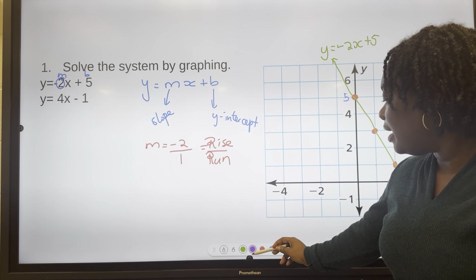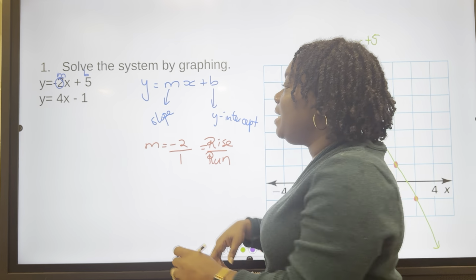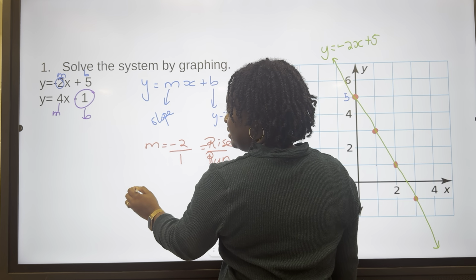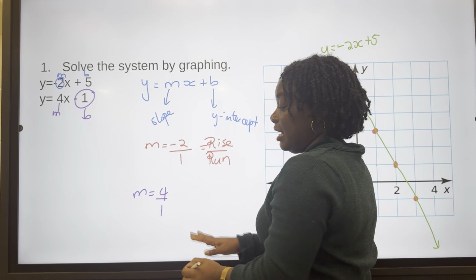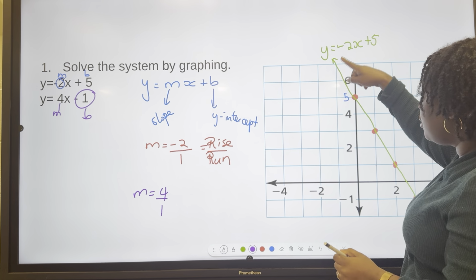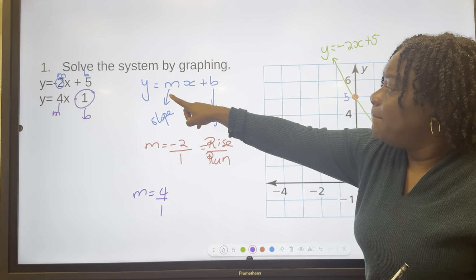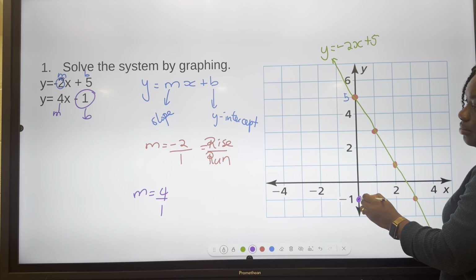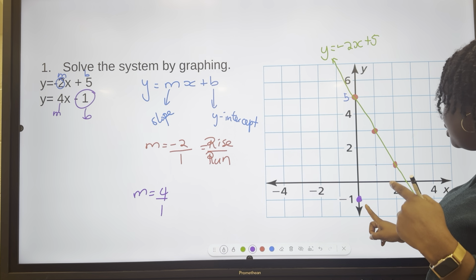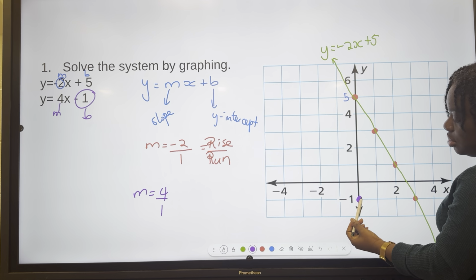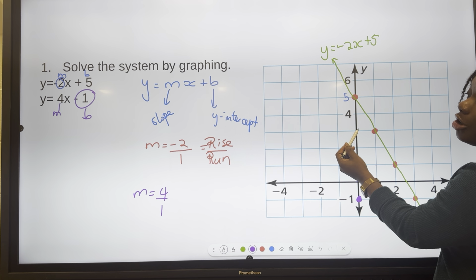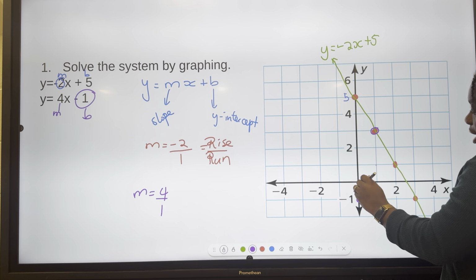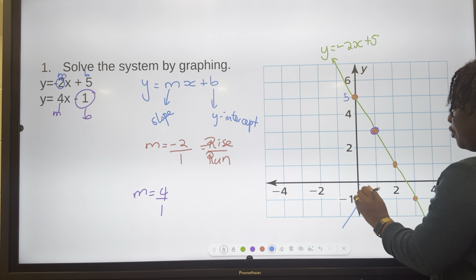Now let's go ahead and get our second line. My b right here is negative 1, and my second m is going to be 4, and again I'm writing it as a fraction. So b is negative 1, so it's touching my y-axis at negative 1, and my slope is a positive slope, so that's 1, 2, 3, 4 up, and I'm going across 1. I don't even have to go further with my line.